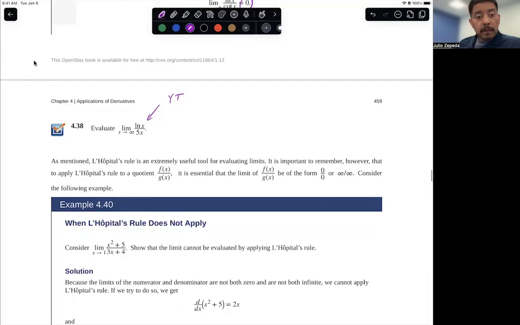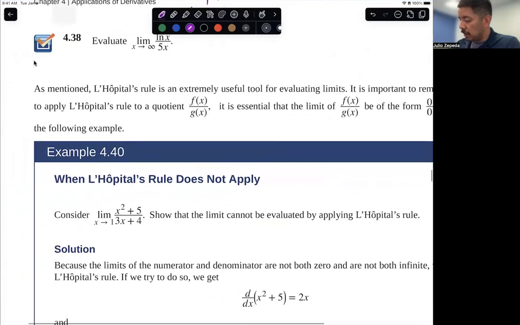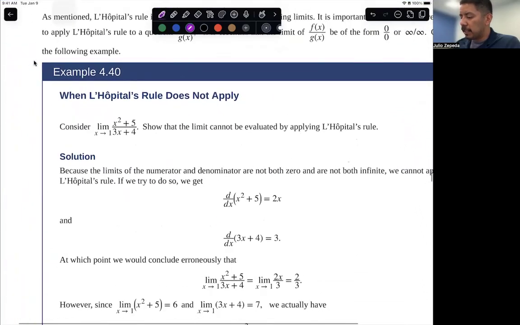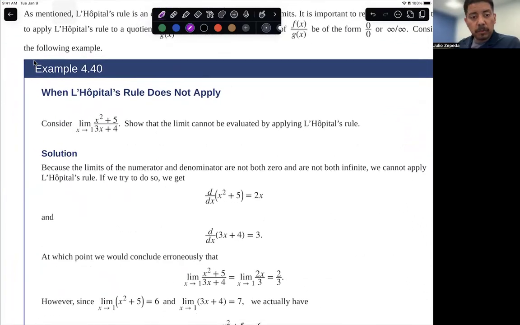All right. As mentioned, L'Hopital's rule is an extremely useful tool for evaluating limits. It is important to remember, however, that to apply L'Hopital's rule to a quotient f over g, it is essential that the limit of f of x over g of x be of the form 0 over 0 or infinity over infinity. Consider the following example. Okay, so let's take a look at this problem here. It says consider the limit as x approaches 1 of this function. Show that the limit cannot be evaluated by applying L'Hopital's rule.